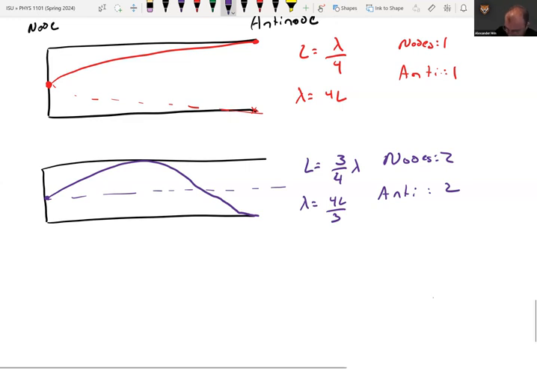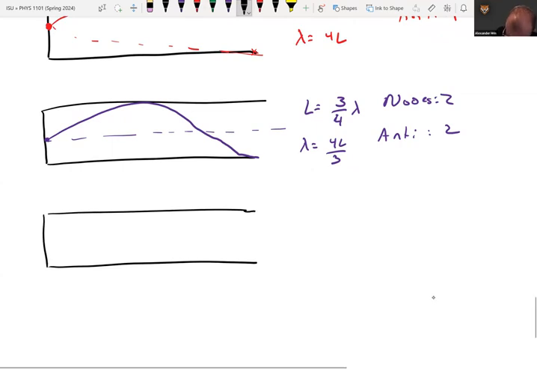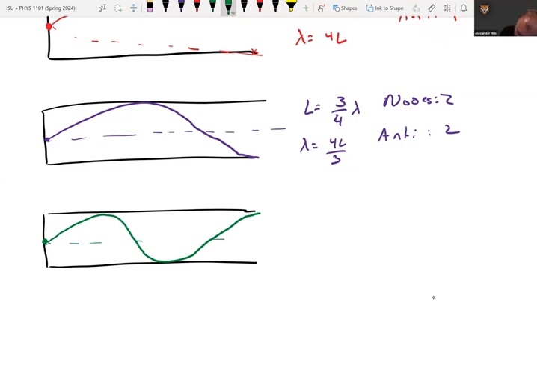All right. Now, let's do one more, to get to the third harmonic. Red is the first harmonic, purple is second, and green is going to be third. Green. There we go. And now what we have here is something that looks like that. And so we do now have a full cycle, plus an extra quarter cycle, because again, it goes from a node to an antinode there. So that's a quarter cycle.